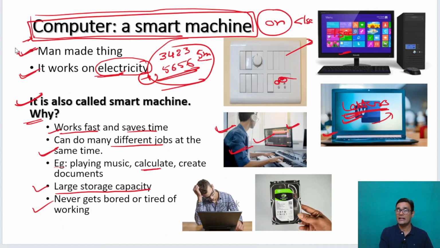Now we come to the computer, our favorite thing. A computer is not a natural thing, it is a man-made thing. It works on electricity, and it is called a smart machine because it works faster, it can do different jobs at the same time, and it has a large storage capacity. So many movies can be stored inside, and it never gets bored. Because of all this, we call it a smart machine.